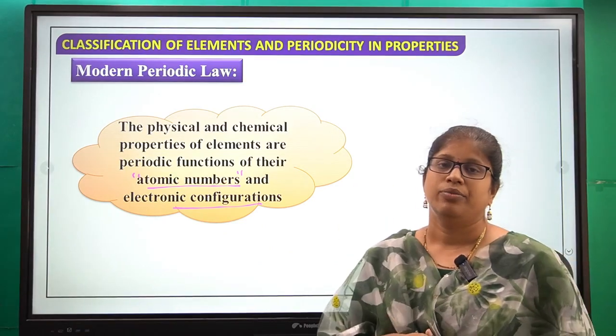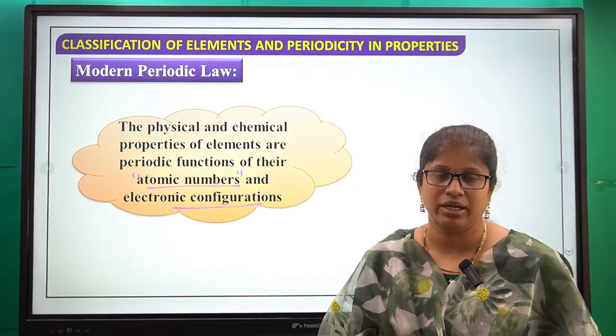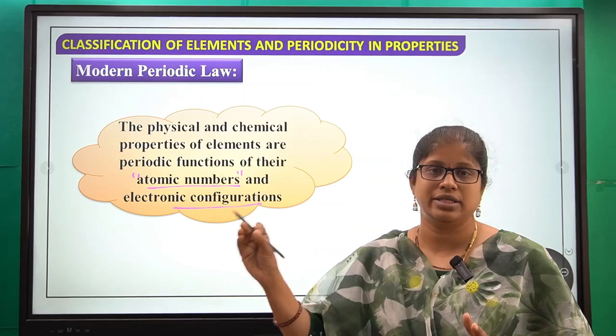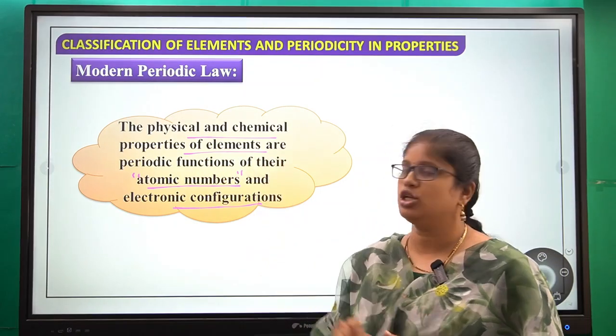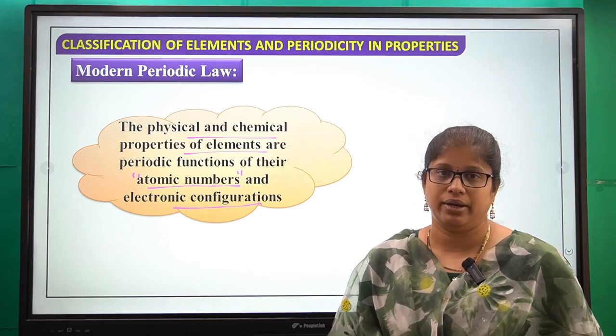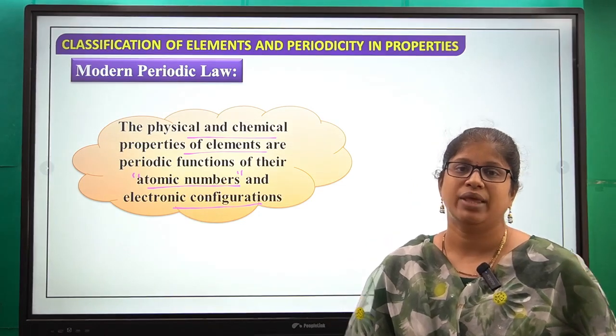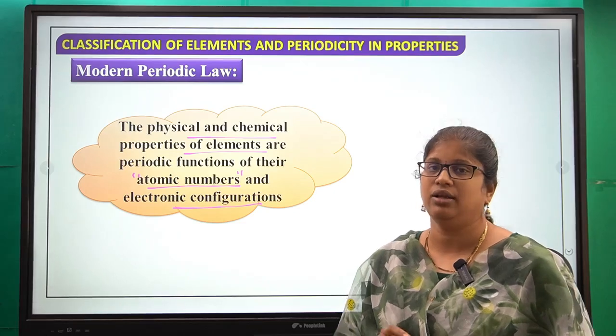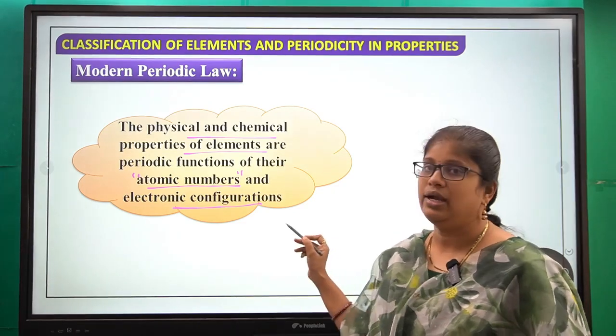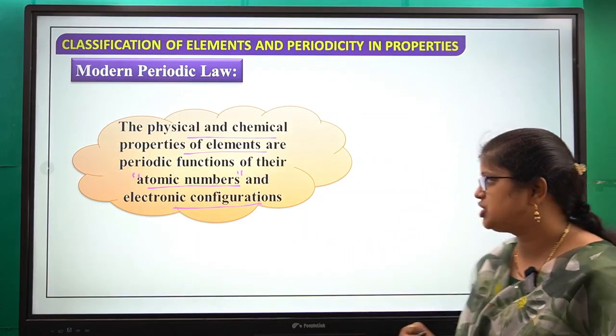Whenever we take atomic number into consideration and arrange the elements in increasing order, the physical and chemical properties of those elements are repeated. So those physical and chemical properties are the periodic functions of their atomic numbers and electronic configurations.